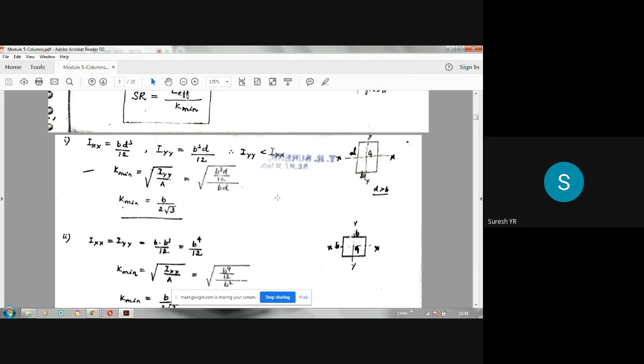B into D. So if you simplify this, you will be getting B divided by 2 root 3. So this is the minimum radius of gyration in the case of a rectangular section. Okay. In the case of a square section, what happens?